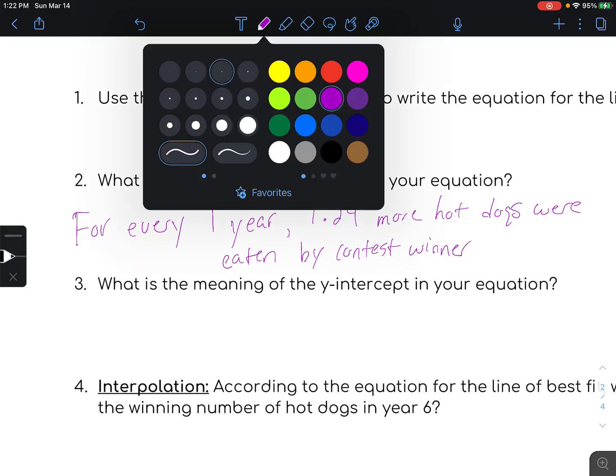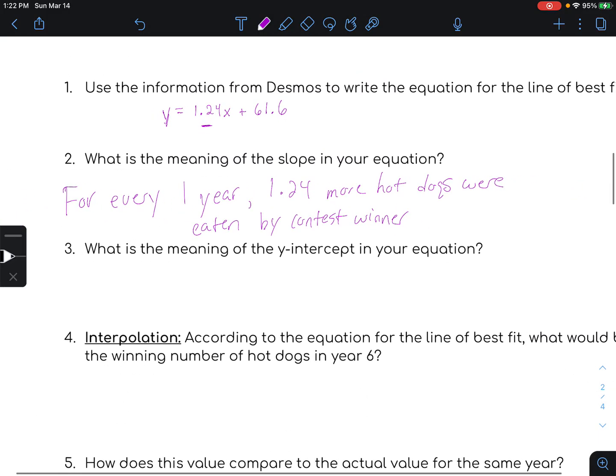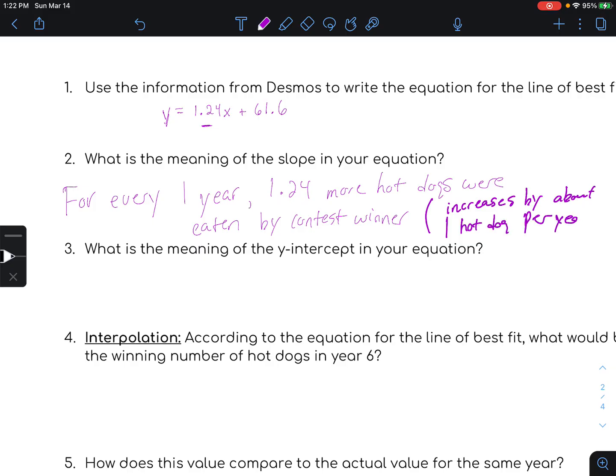Actually, let me change the width of my pencil for the rest of these. For every 1 year, 1.24 more hot dogs were eaten by the contest winner. So it's increasing by about 1 hot dog per year. .24, so 1 1/4 hot dogs approximately.